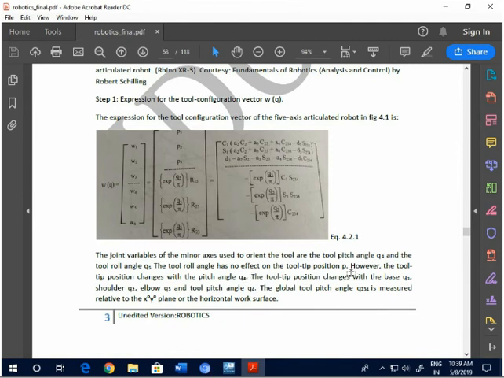However, the tool tip position changes the angle pitch Q4. Okay, so the final is measured by the workspace envelope. The global tool pitch reached by the angle 234 is measured relative to the XY plane or the horizontal work surface. So what is the expression consisting of WQ, which is also called TVC, the tool configuration vector of your Rhino.